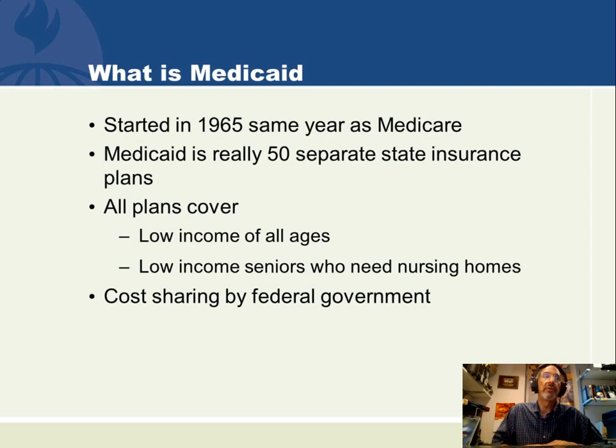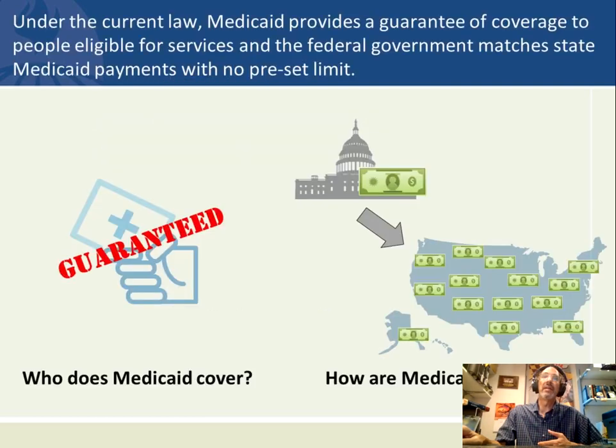Not full control. The federal government still insists that all plans have to cover low-income people of all ages, especially offering nursing home benefits to low-income seniors, or low-income anybody who needs nursing home, but that's typically seniors. The federal government will share the costs of a state's Medicaid program as long as they meet federal regulations and guidelines. And the federal government will match dollar for dollar Medicaid spending that conforms to the federal guidelines.